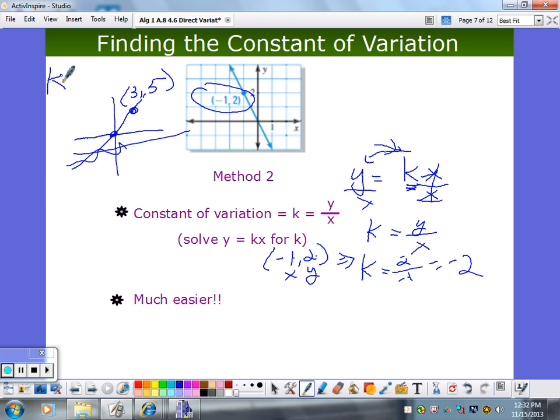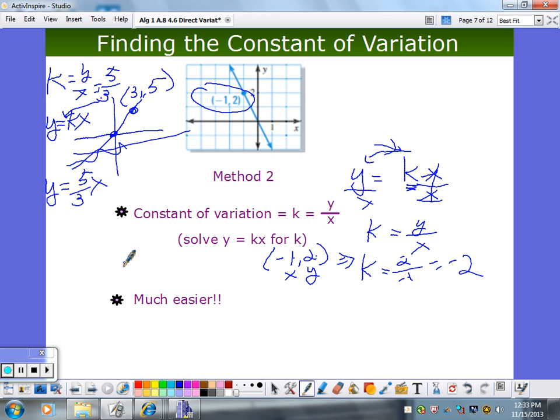k equals y over x. I've got a y and an x. 5 over 3. Now, what's the equation that goes with this? I'm talking about this. Okay. So what is the equation of this line? What's k? Yes. That would be the equation of the line.